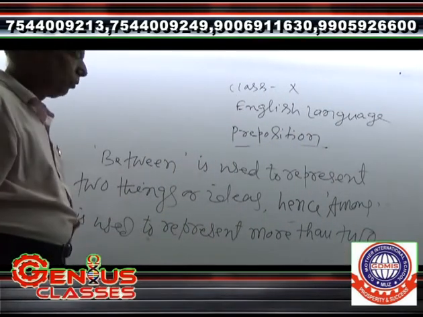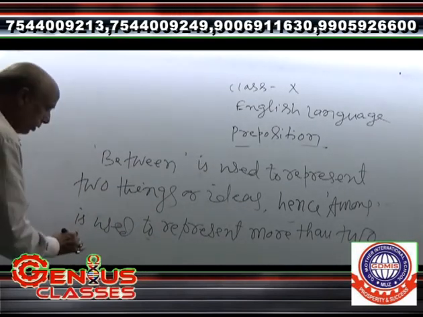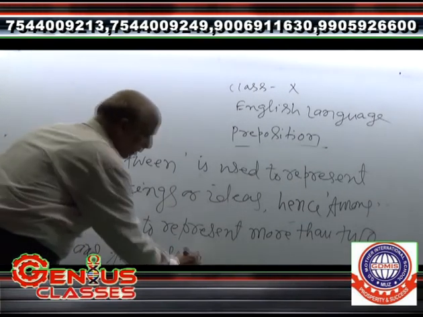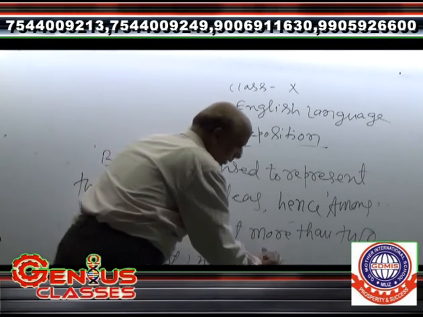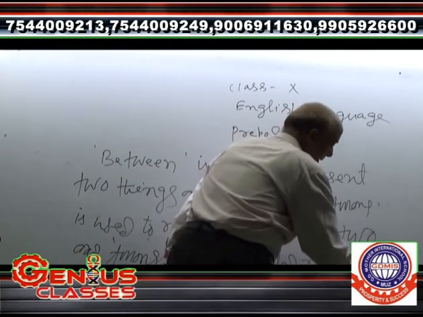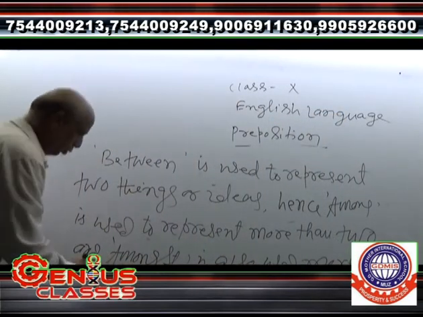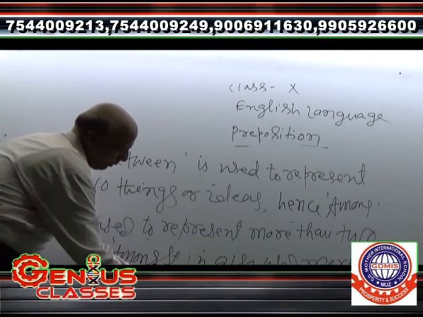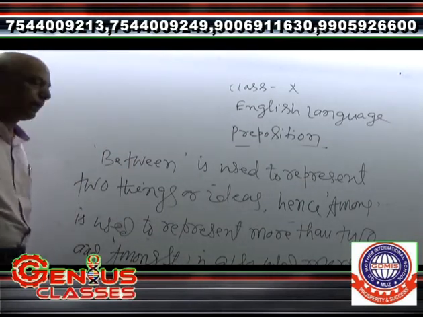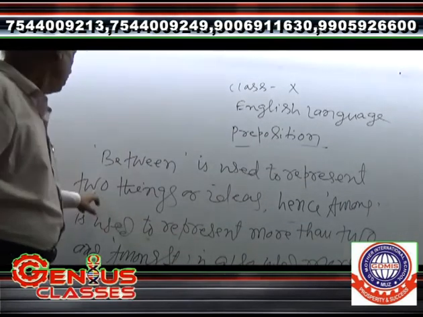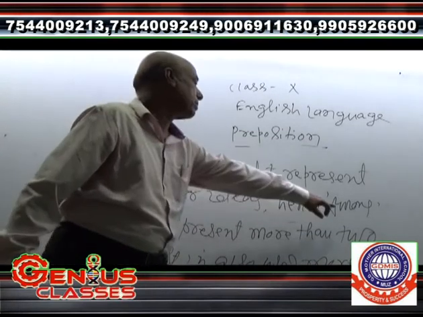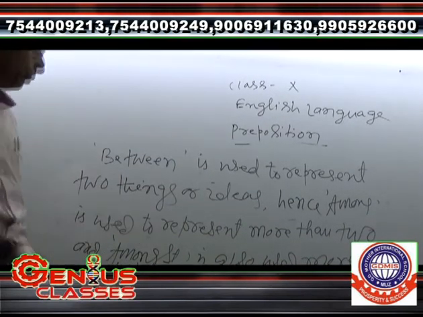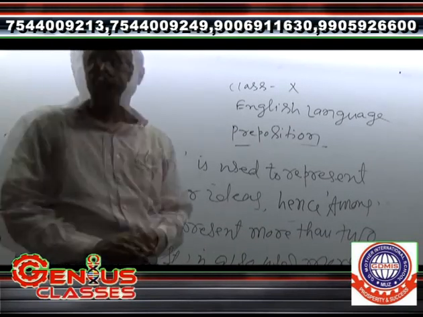And amongst is also used for more than two, but before a vowel, V-O-W-E-L. What have I written? Between is used to represent two things or ideas. Among is used to represent more than two, and amongst is also used for more than two, but before a vowel.